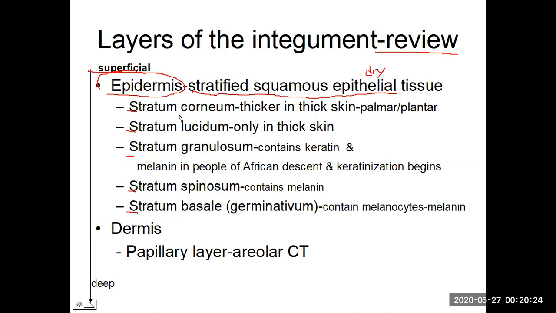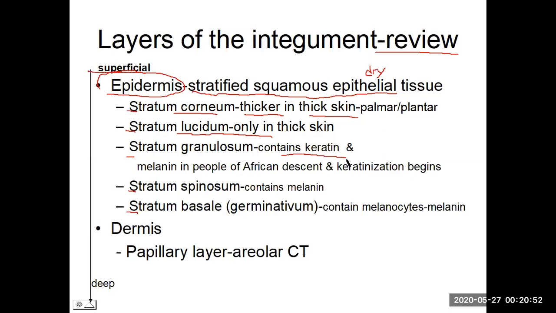So again, the stratum corneum is everywhere at the surface. It's enlarged and more prominent on thick skin. Another trait of thick skin, that's the only area that has the stratum lucidum. Stratum granulosum, of course, found all throughout the skin. And this is where the process of keratinization begins.